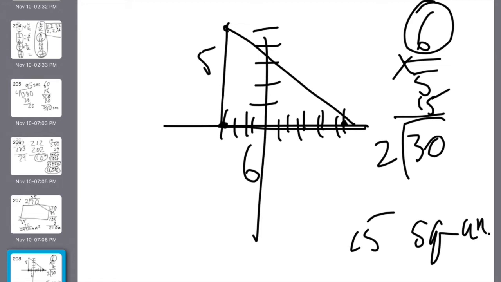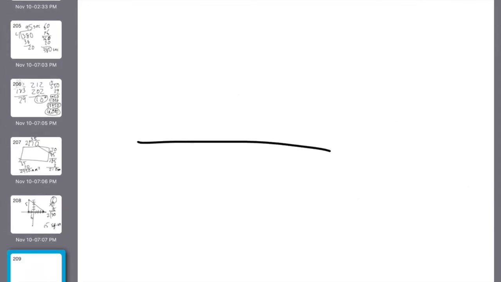Notice how they're taking the lesson of area of a triangle and adding it to coordinate planes. Number 12. Find the measure of each angle in that beautiful drawing.